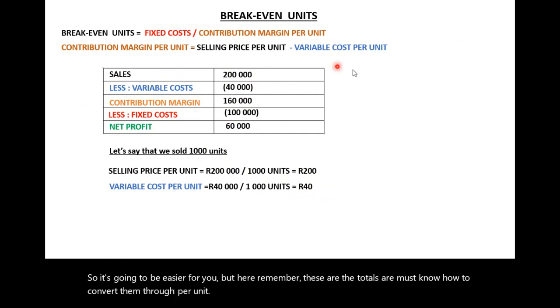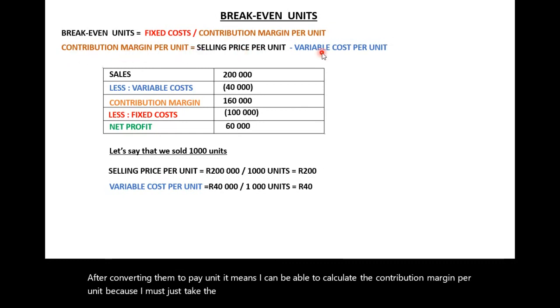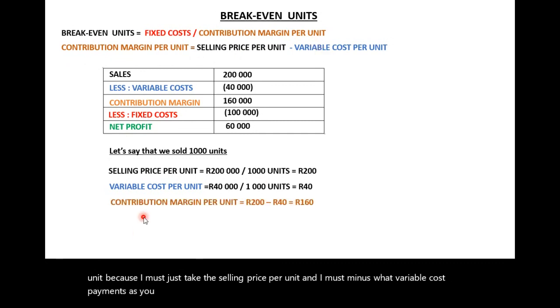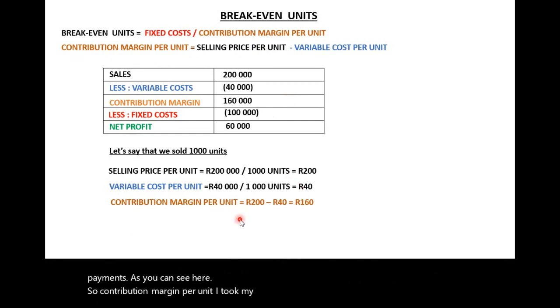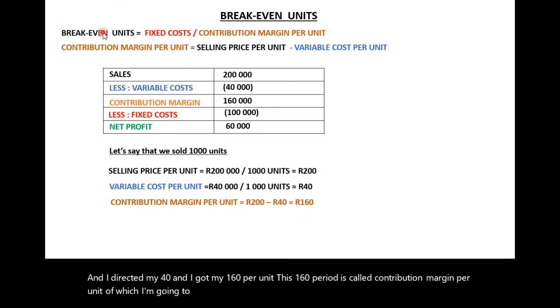After converting them to per unit, I can calculate the contribution margin per unit, because I must just take the selling price per unit and minus what? Variable cost per unit. As you can see here, for contribution margin per unit, I took my 200 and deducted my 40 and I got my 160 per unit. This 160 per unit is called the contribution margin per unit, which I'm going to use when I calculate the break-even units.